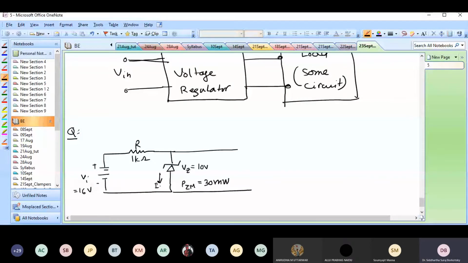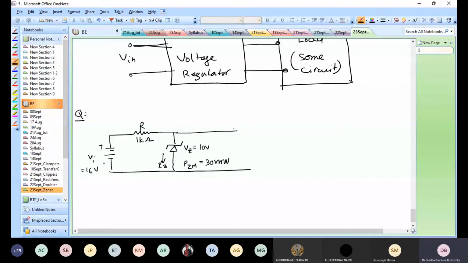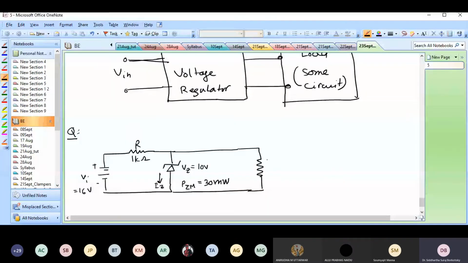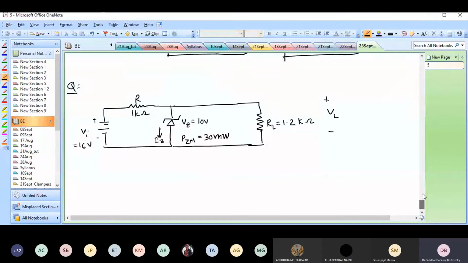Some current flows through this, IZ. Sorry, IZ, not IZM. Some Zener current is flowing when it's in the on state, but we will be asked to find out whether the diode is on or off. And then you have some load resistance, which is equal to 1.2 kilo ohms. Okay, this is the circuit we looked at before. Slightly different now because the Zener diode is a little different. It has a Zener potential of 10 volts. Earlier we were looking at a Zener diode with 5 volts Zener potential.